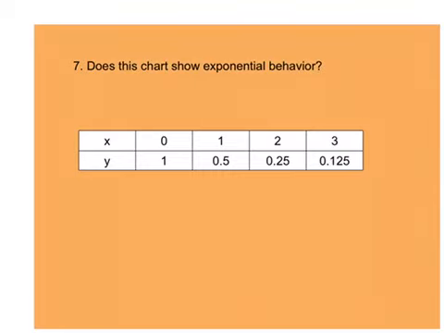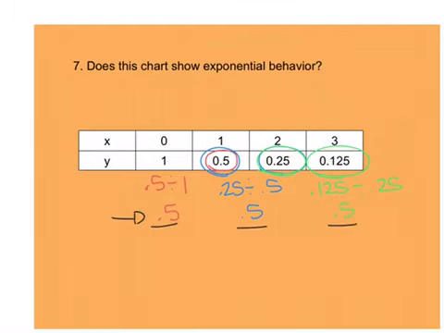Let's look at this last one here, and we can go through and we can do the same thing. Remember, you want to do the 0.5 divided by 1. And when I did that, I ended up getting a 0.5. We can do 0.25 divided by 0.5, and I ended up getting a 0.5. And then we can do 0.125 divided by 0.25. And I'm getting a 0.5. These are all the same again, so this one is exponential as well.